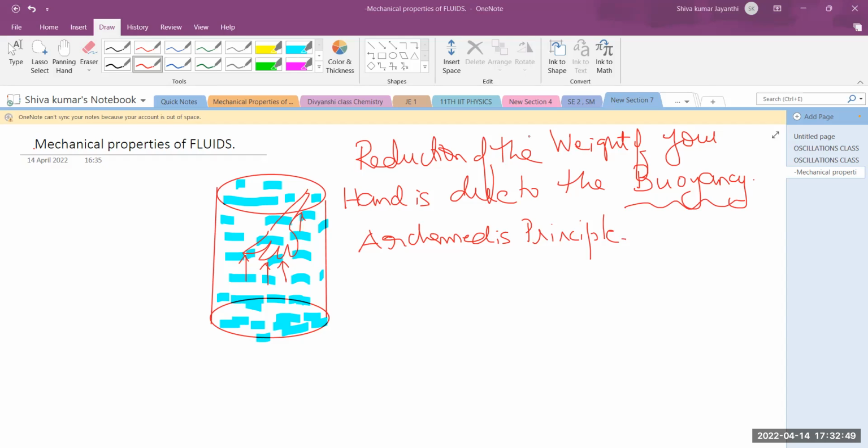We can use this phenomenon. So why does that happen? That is because of the principle of buoyancy, and this is also called the Archimedes principle. So let us understand that in detail.